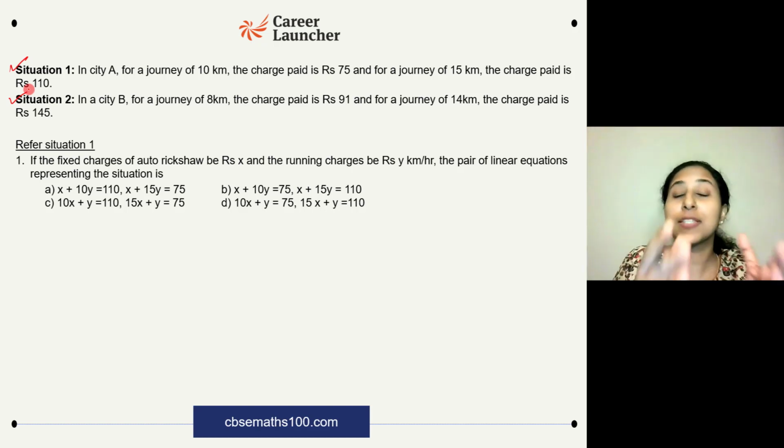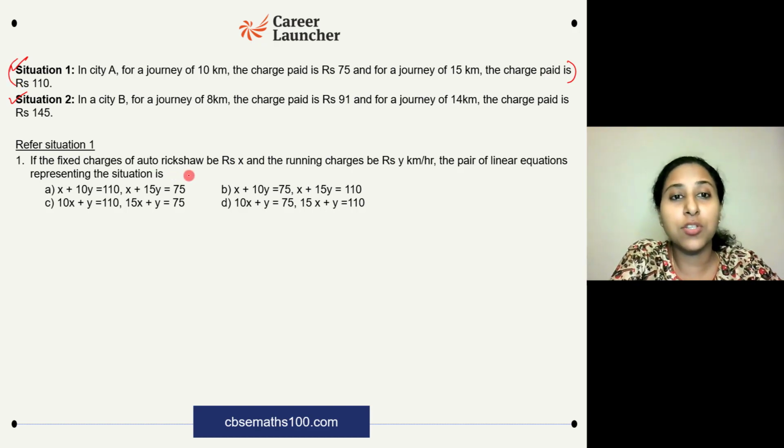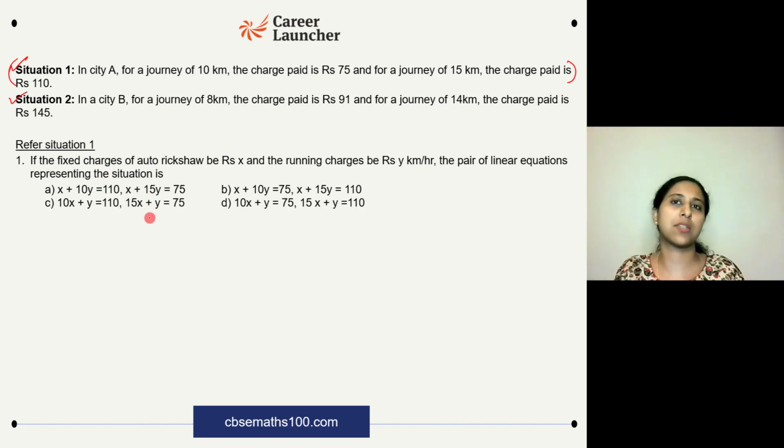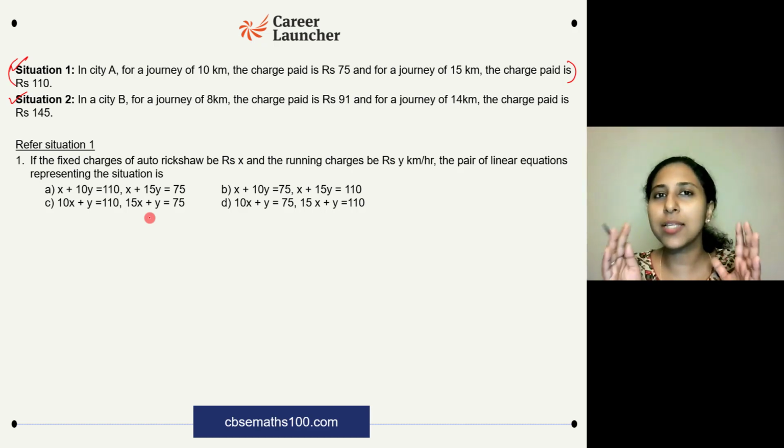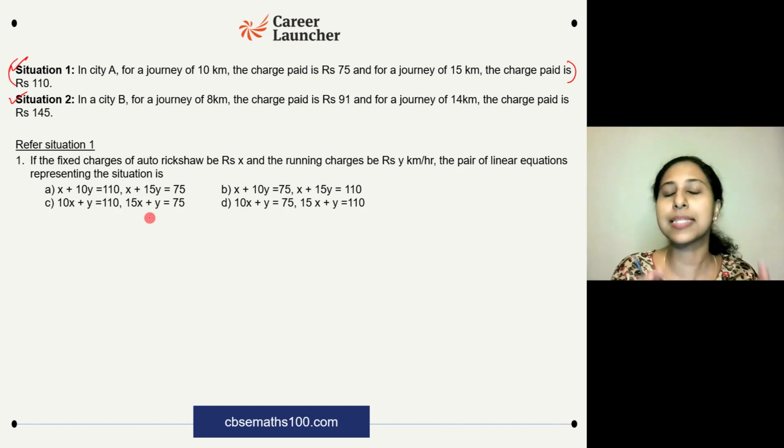First question, refer to situation 1. So you need to refer to this first statement here. If the fixed charge of the auto rickshaw is X, running charge is Y per kilometer, what is the pair of linear equations which represents the situation? See, when you have a fixed charge and running charges, what's the meaning of this? Fixed charge is a charge that you have to pay the moment you enter an auto and start using it. So it doesn't depend on the distance. It's something that has to be paid no matter what.